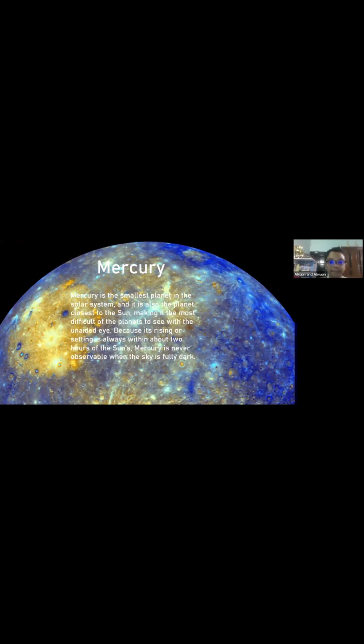Mercury. Mercury is the smallest planet in the solar system, and it is also the planet closest to the Sun, making it the most difficult of the planets to see with the unaided eye. Because its rising or setting is always within about 2 hours of the Sun's, Mercury is never observable when the sky is fully dark. Mercury, you see, was named after the messenger of the gods himself, Mercury, or in Greek terms, Hermes.